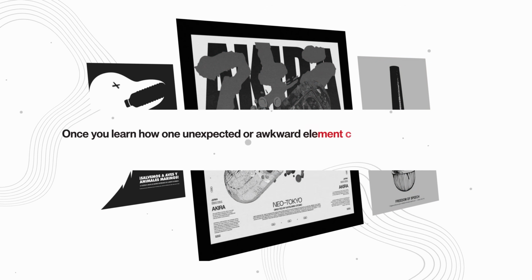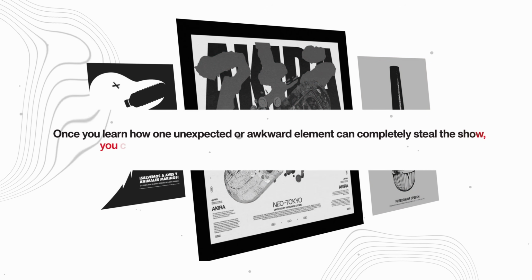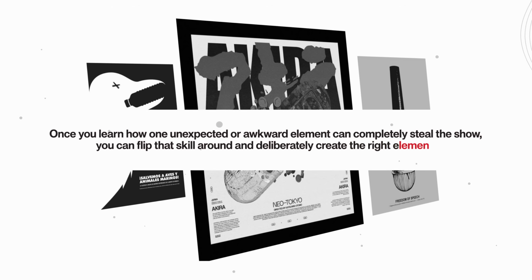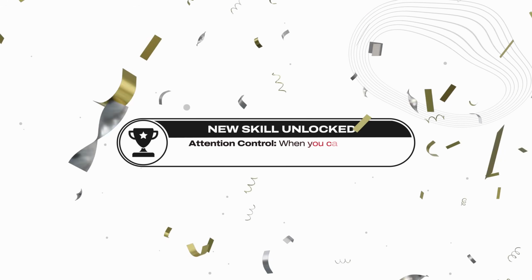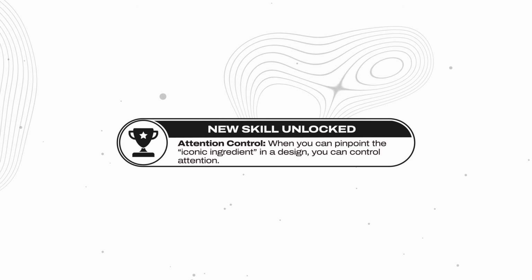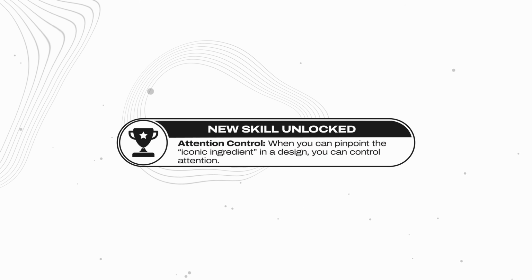Once you learn how one unexpected or awkward element can actually completely steal the show, you can flip that skill around and deliberately create the right element, the one that should steal the show. You can pinpoint the iconic ingredient on a design and you can control attention. And when you can finally control attention, everything you create becomes more impactful.